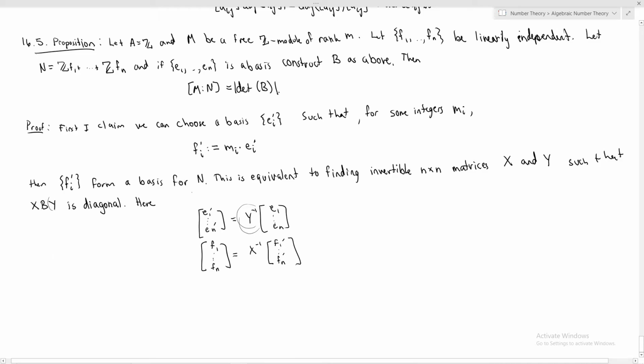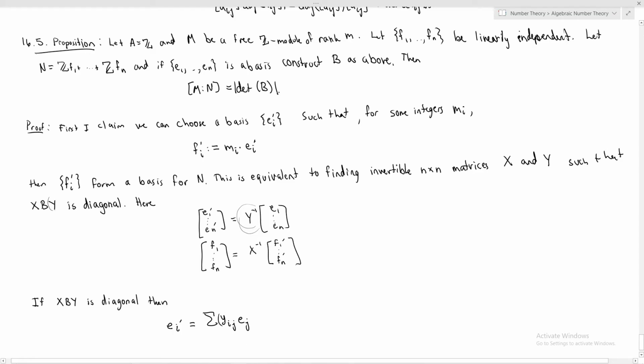So basically, I don't really need both directions of this if and only if. I only really need one direction. So if XBY is diagonal, then how do I define these e_i primes? So e_i prime will be essentially the sum over y_i, y_j, e_j.